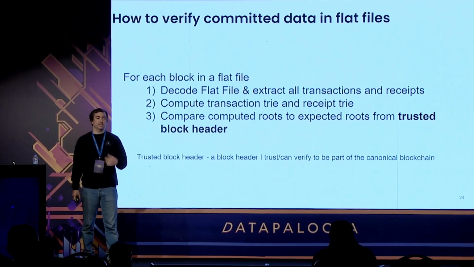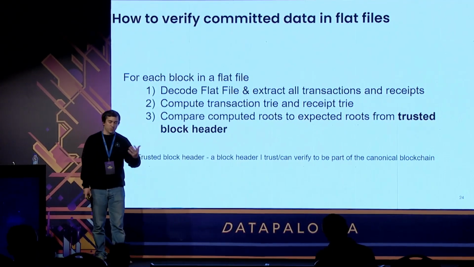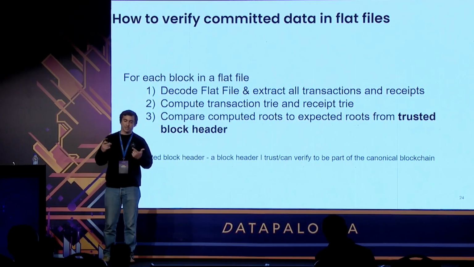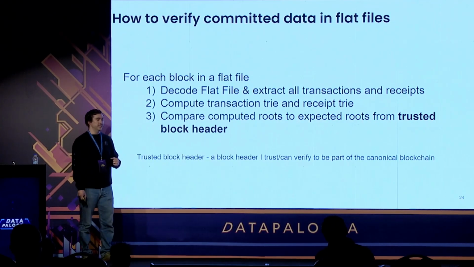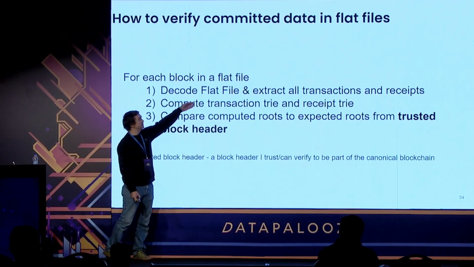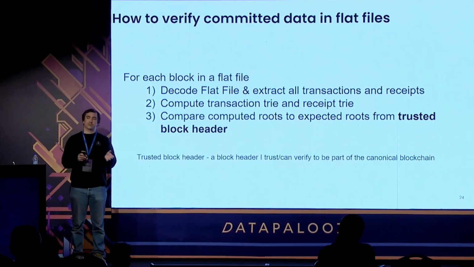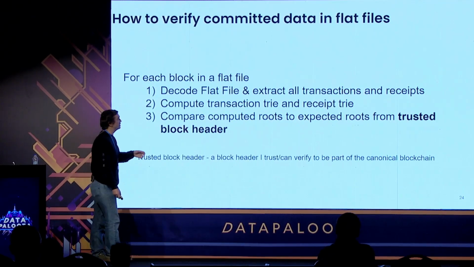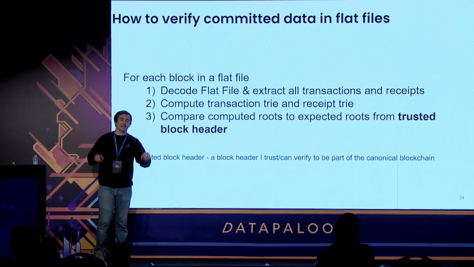Okay, so how do we verify this data that's been committed in flat files? Here's one approach, and it's fairly straightforward. The receipts and transactions are already committed to in the blockchain; they've already been verified by consensus. So the verification process is pretty straightforward. We decode a flat file, extract all the transactions and all the receipts, compute the transaction tree and the receipt tree, and then compare the roots we computed to the expected roots from a trusted block header.